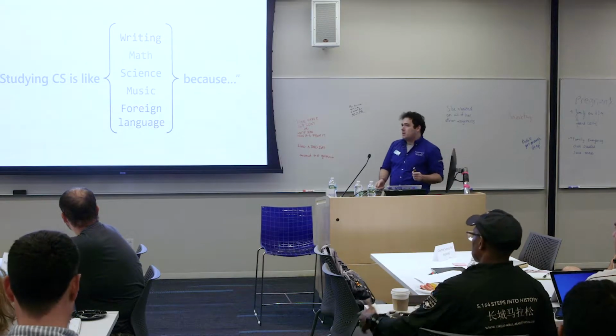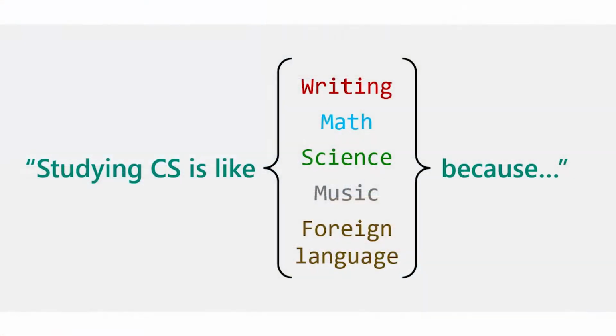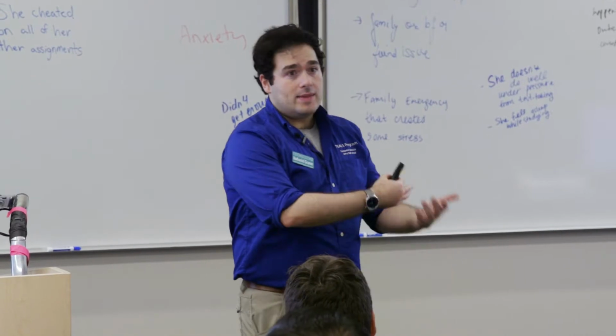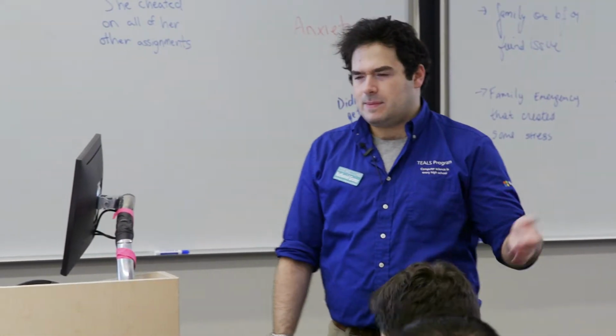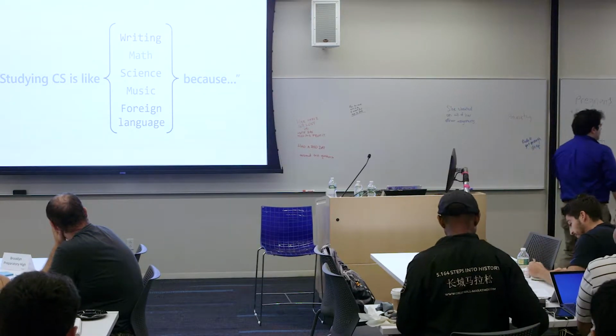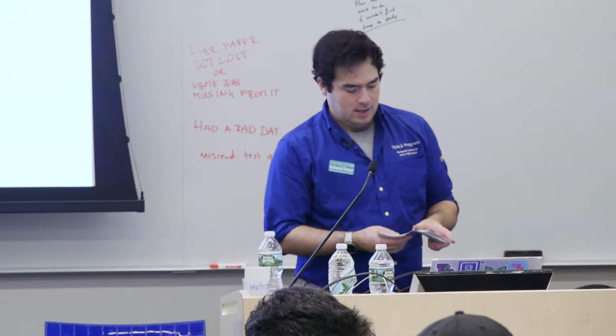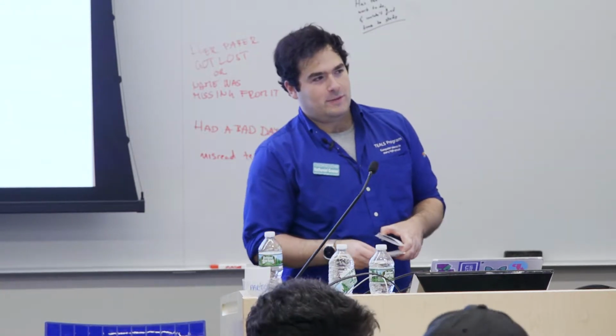So real quick, in your notebook, just 30 seconds, I want you to pick a subject. You can use one of these five or you can pick another one. And I want you to fill in the sentence: Studying computer science is like studying whatever other subject because, and then put down a reason. Go ahead, write something down. Doesn't have to be super deep. All right, finish up what you're writing. And Bashir, get your microphone ready.